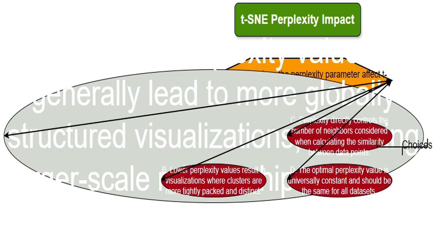This is also correct. Using a higher perplexity value means I look at a broader neighborhood, which helps me see larger scale patterns and relationships in the data. It's like looking at a map with a wide-angle lens versus a zoom lens. The wide-angle lens shows me the broader picture.